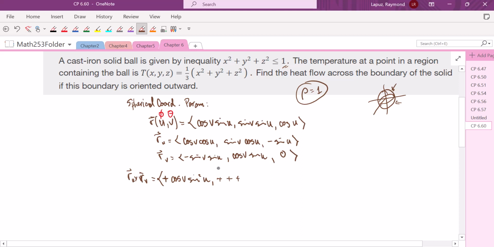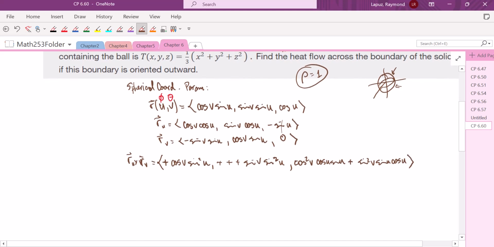And we have sine v and then sine squared u again. And then in our last component we have cosine squared v cosine u sine u, minus negative sine squared v, and then sine u cosine u. All right, I think this might be worth simplifying a bit, so let's go ahead and simplify this.